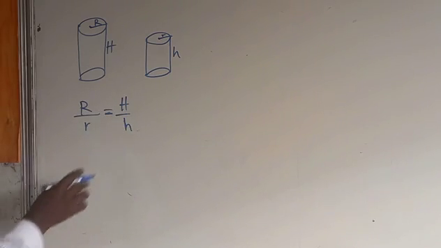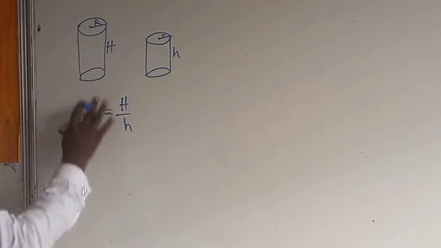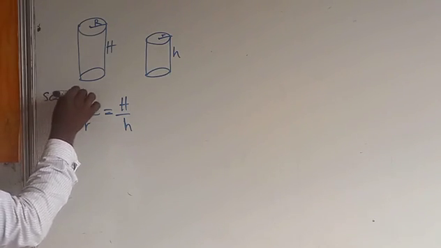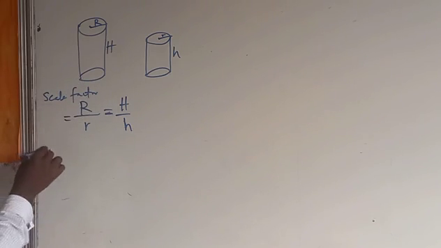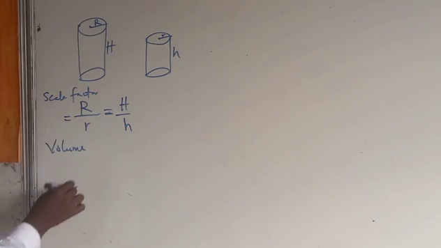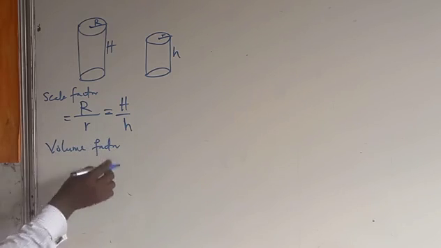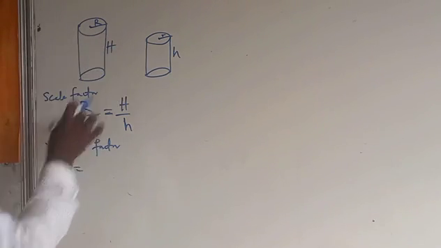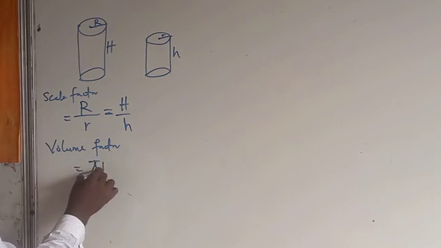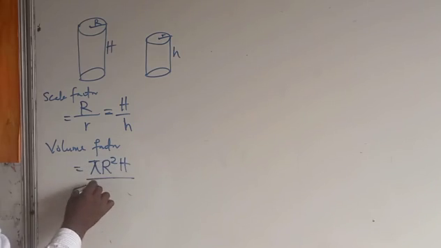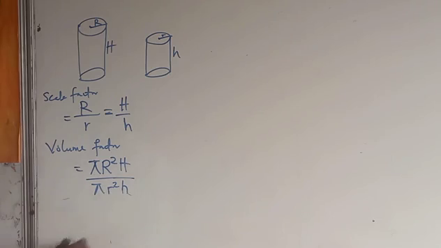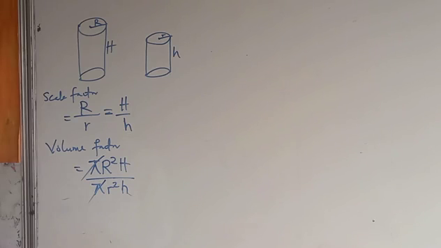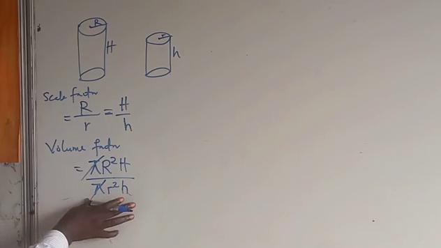We have explained this. So for the volume, let's now look at volume. This is the scale factor here. So our scale factor is this. Now let's look at the volume factor, or ratio of volume. How will this look? We're going to find the volume of this divided by the volume of this. The volume of a cylinder is pi r squared h divided by pi r squared small h. So this pi cancels this pi.